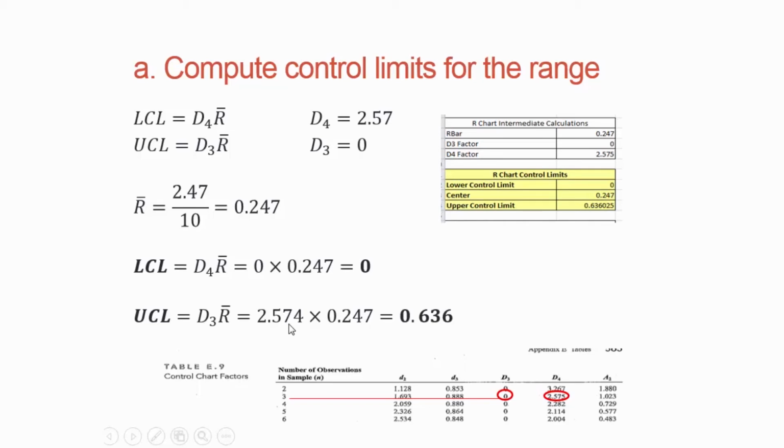And then 2.575 times 0.247 is 0.636. So that's our upper control limit. Again, here's where the numbers came from, and those are the calculations right there.